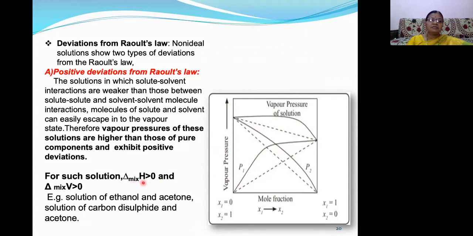Now for such a solution, delta H mixing is greater than 0. Enthalpy of mixing is greater than 0 means it is positive. Positive delta H means heat is absorbed, and delta V mixing is also greater than 0. Examples: the mixture of ethanol and acetone, solution of carbon disulfide and acetone. Do you understand?